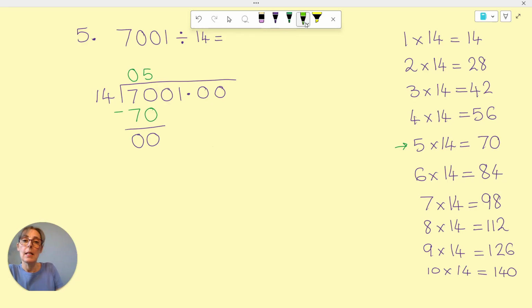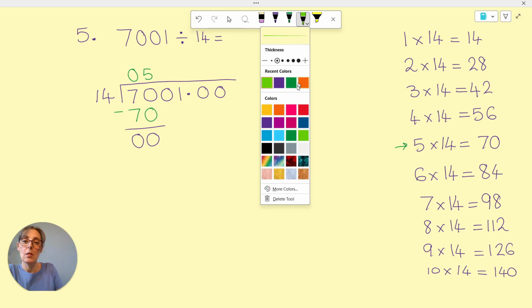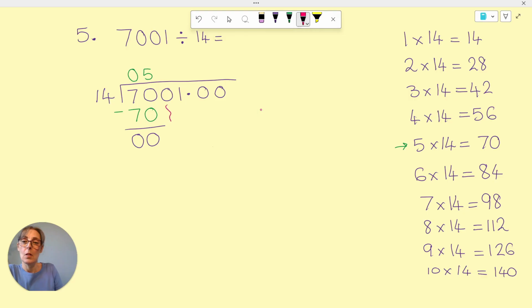So we're going to bring down the 0, but we've got 0, 0, 0 now. So when that happens, if you don't use it, a 0 needs to go above the place that you haven't used, and that can be a little bit confusing sometimes. Then we've got a 1, but we can't fit 14 into 1. So we put a 0 here too, and a decimal point.